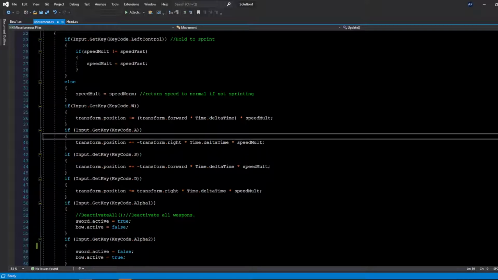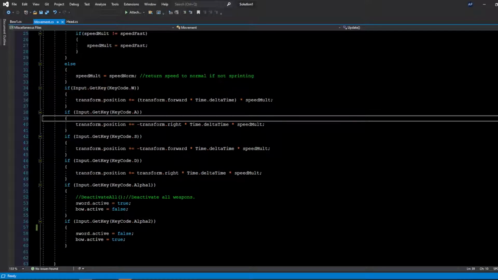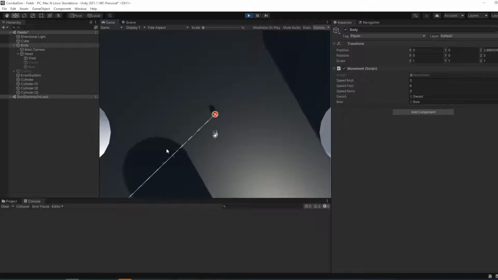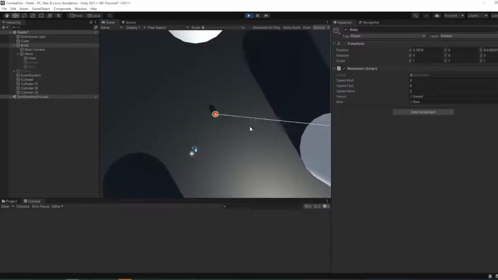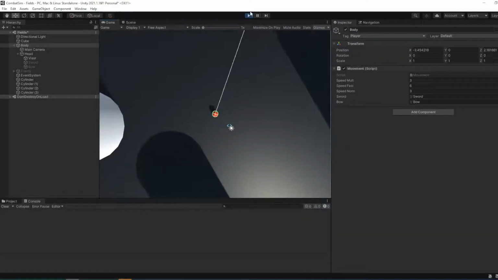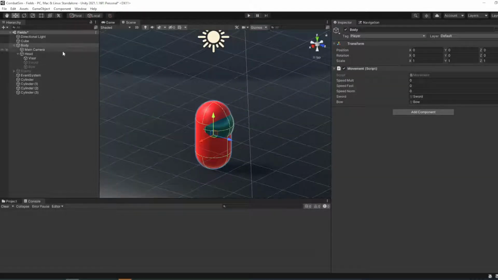The rest of these are pretty much self-explanatory. A is negative right because it's left, S is negative forward because it's back, and D is just right. And we multiply by the same things. So again, taking a look at it, W is always up no matter where we're facing, D is always right, S is always down, and A is always left. So that covers the body.